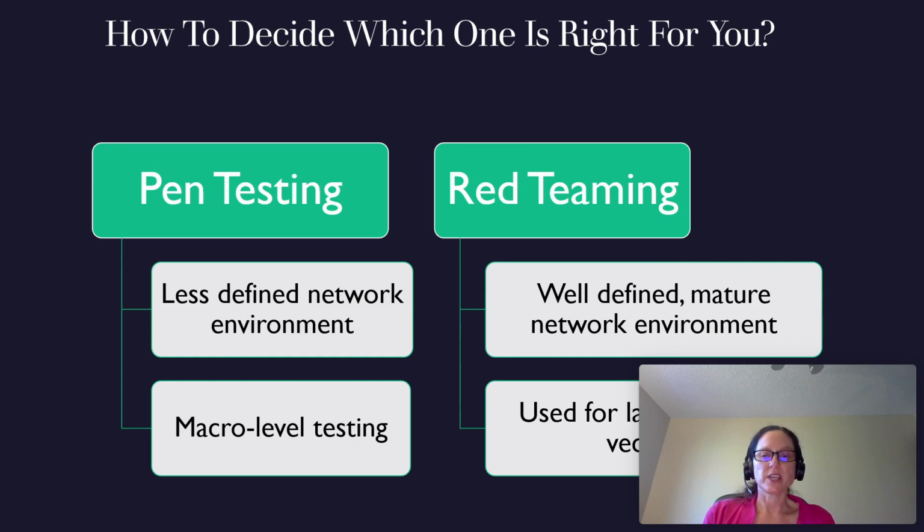It's also good to use red teaming for an organization that has a larger attack vector. For a less defined network environment, it would make sense to start with pen testing to find larger scope macro level vulnerabilities, whereas red teaming is more narrow in scope. Red teaming should be used in an environment that requires more time to test due to the complexity of the environment. If cost is an issue, it would make sense for an organization to look at regular pen testing at set intervals and red team testing to test certain infrastructure elements at a less frequent interval.